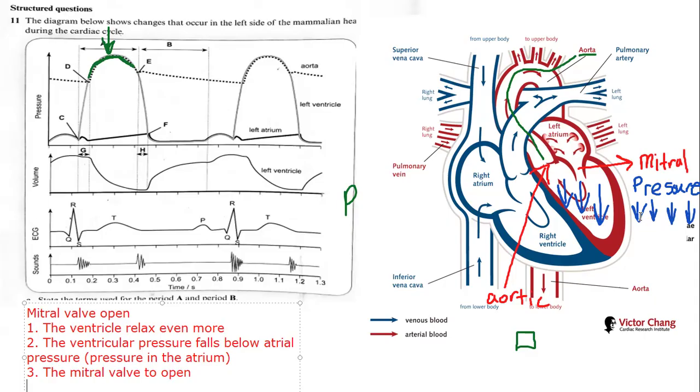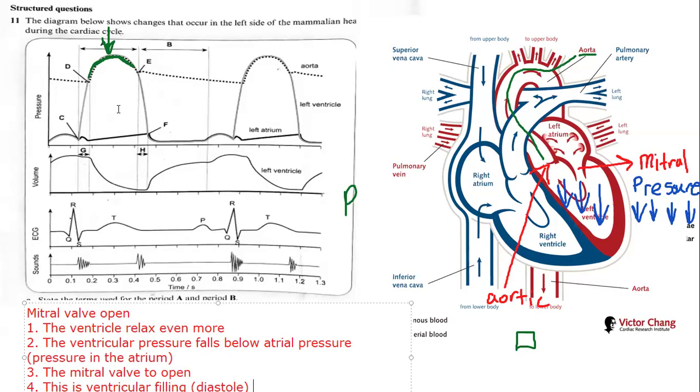And then this is ventricular filling, or what we call diastole. Okay? And that's all you need to know. That's literally all you need to know. Once you understand this, you can understand the graph. Okay?